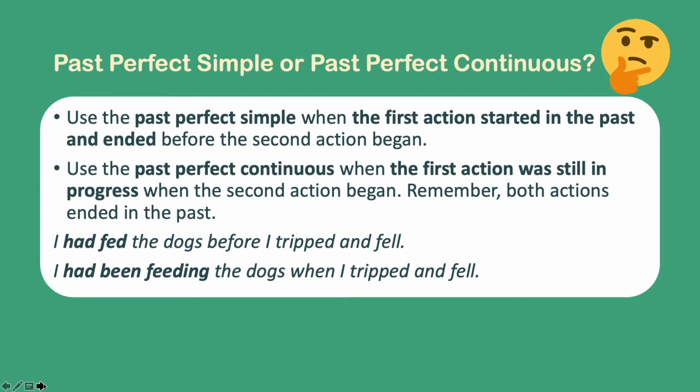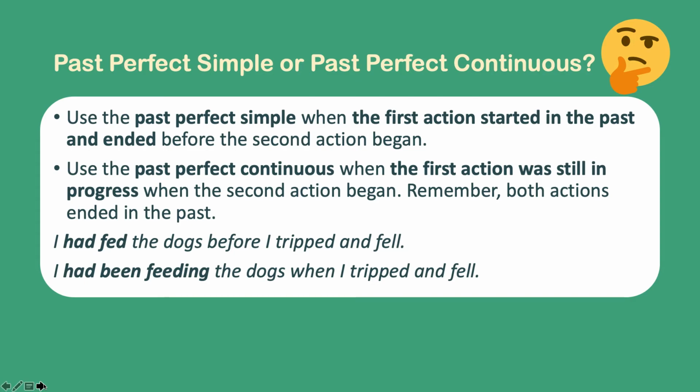Now, what is the difference between the past perfect simple and the past perfect continuous? Which one should we use? Now, we use the past perfect simple when the first action started in the past and ended before the second action began, whereas we use the past perfect continuous when the first action was still in progress when the second action began. Remember that both actions ended in the past.